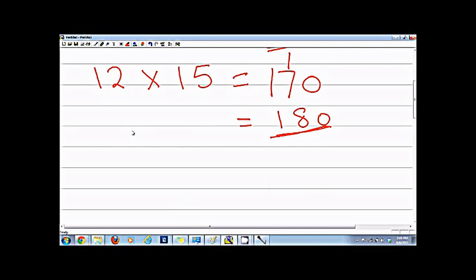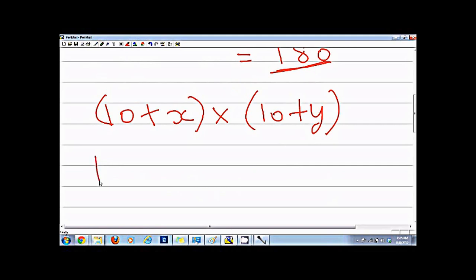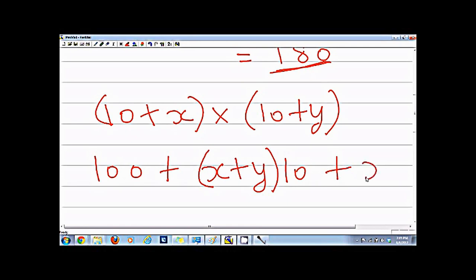Now let's go to the proof. I'm not doing any magic here, there is a simple mathematical proof for it. For example, if I have to multiply two-digit numbers like 10 plus x by 10 plus y, if you solve this, what you will get is 100 plus x plus y, and this x plus y will be multiplied by 10, and then we have x into y.